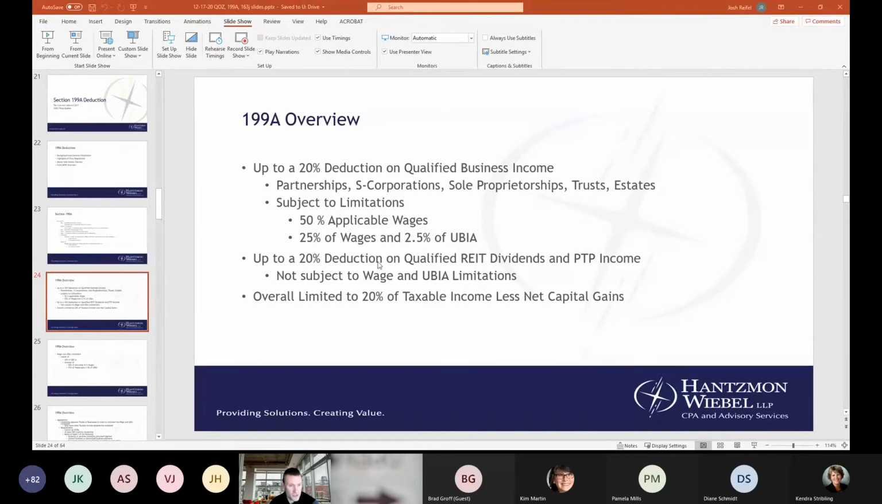Additionally, there's a 20% deduction on qualified REIT dividends and PTP income. This is not subject to wage and UBIA limitations, so just know that falls under a different part of the code section. And then overall, the entire deduction is limited to 20% of taxable income less net capital gains. The reason for that is capital gains are already taxed at a favorable rate. So if the majority of your income is coming from capital gains, the code disallows further reduction of the tax rate on those.